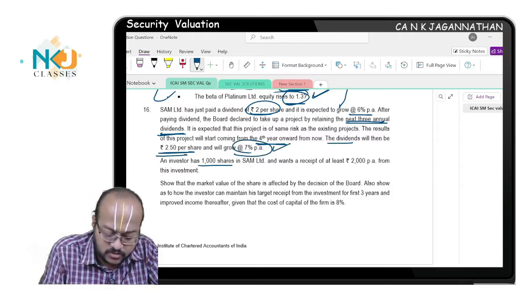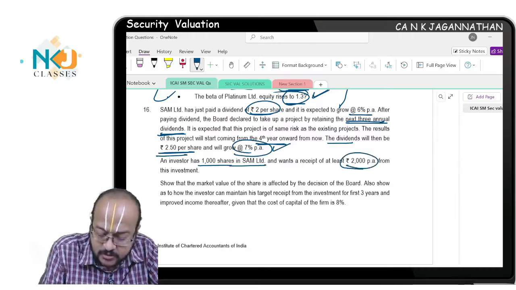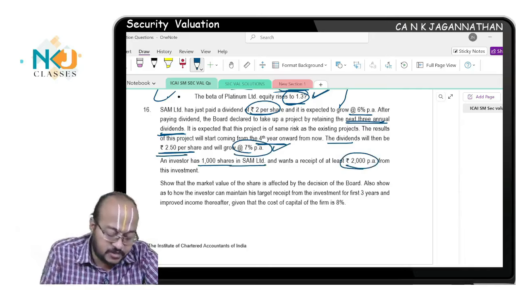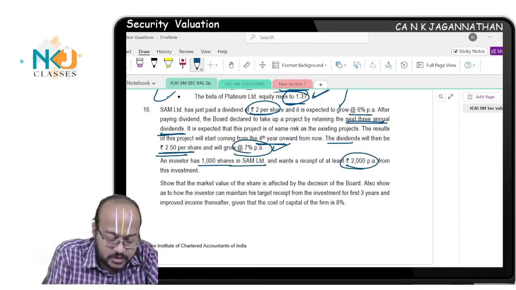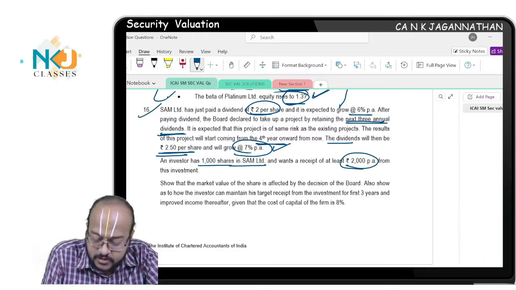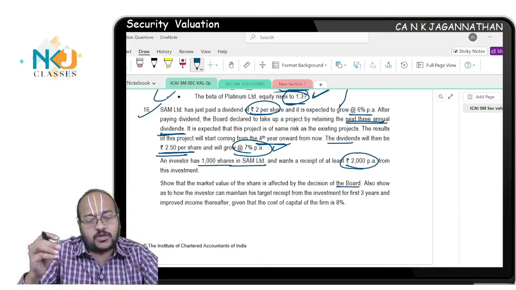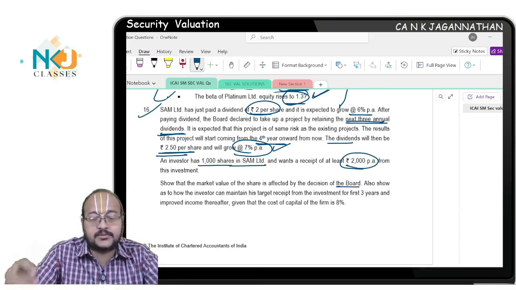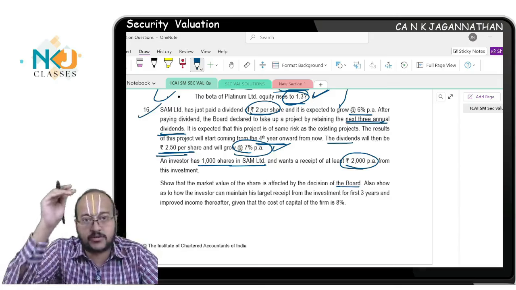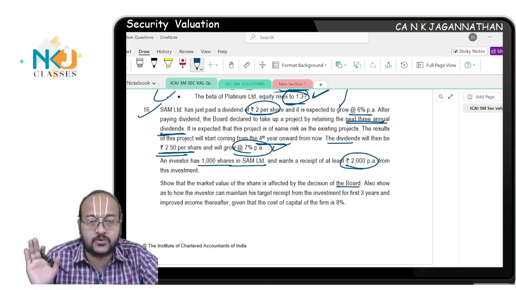An investor has 1000 shares in Sam Limited and wants a receipt of at least 2000 per annum from this investment. Show that the market value of the share is affected by the decision of the board. So what we have to do, very simple. Without undertaking this project, what is the existing value per share? We will try to find out the existing value per share using the dividend growth model.